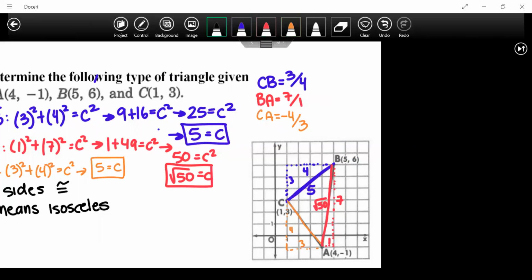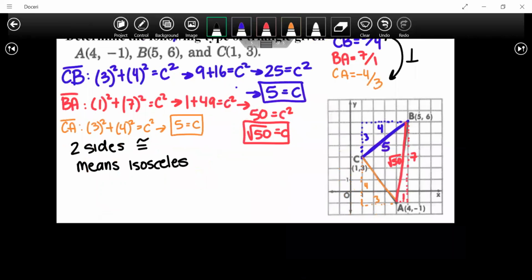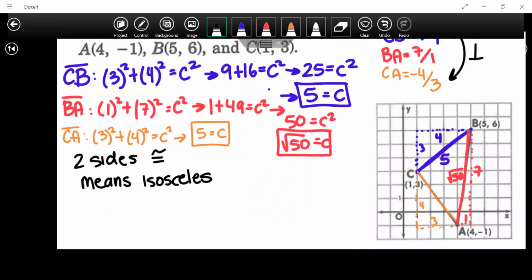What do I know about CB and CA? So if they're perpendicular, what else does that mean? It's also a right. So we have an isosceles right triangle.